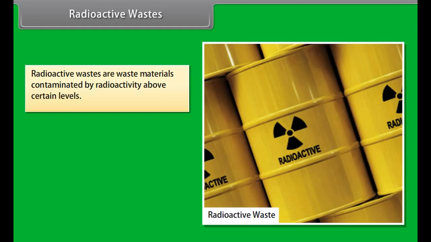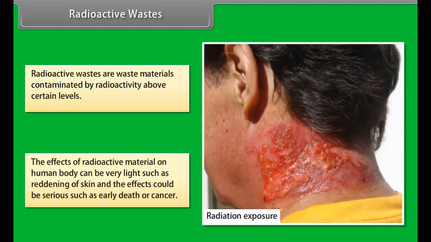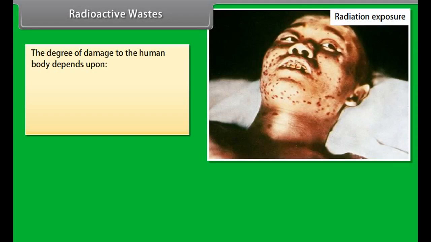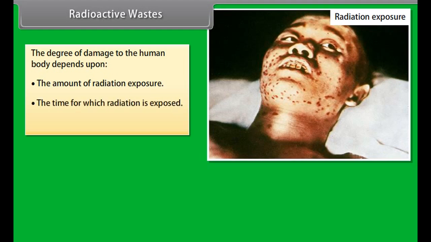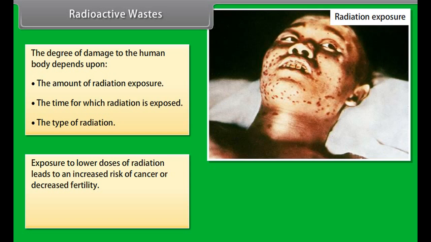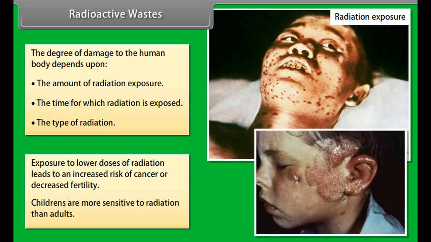Radioactive wastes. Radioactive wastes are waste materials contaminated by radioactivity above certain levels. The effects of radioactive material on human body can be very light, such as reddening of skin, or serious, such as early death or cancer. The degree of damage depends upon the amount of radiation exposure, the time for which radiation is exposed, and the type of radiation. Exposure to lower doses of radiation leads to an increased risk of cancer or decreased fertility. Children are more sensitive to radiation than adults.